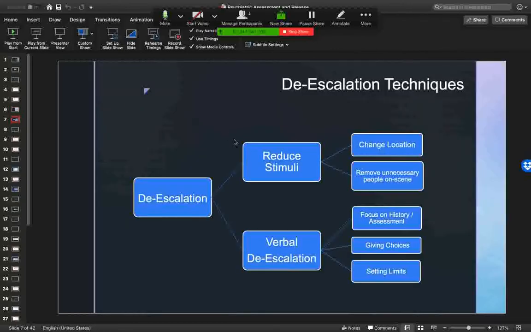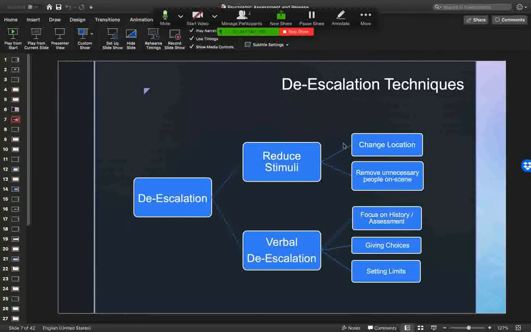Okay, so let's talk about some techniques then. For de-escalation in general, here at UEMR we have two best techniques that'll work the best. The first one is going to be reducing stimuli, and that's something that should be very easy for us to do.